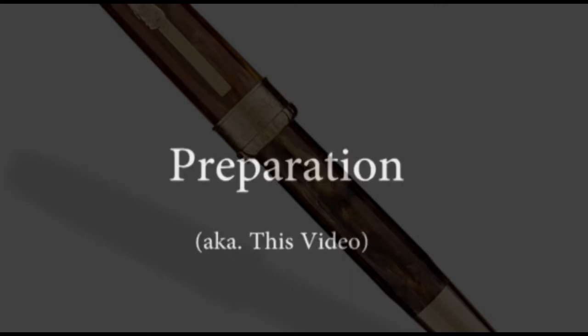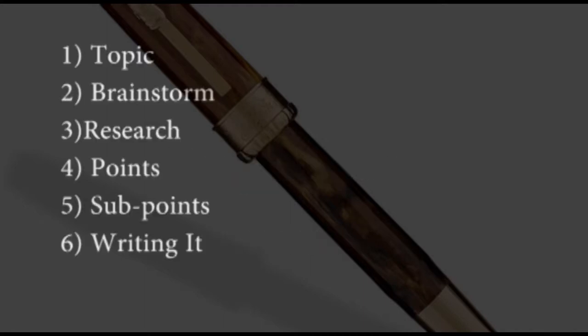So the first part, the preparation. I like to think of it as having 6 main components, and this has worked well for me before. It might not work well for everyone, but I'm suggesting that you do this. The first component is the topic. The second part is the brainstorm. The third part is the research. And the fourth part is the basic point formulation. The fifth part is the sub-point formulation. And the sixth and final part is coming to write the actual essay.